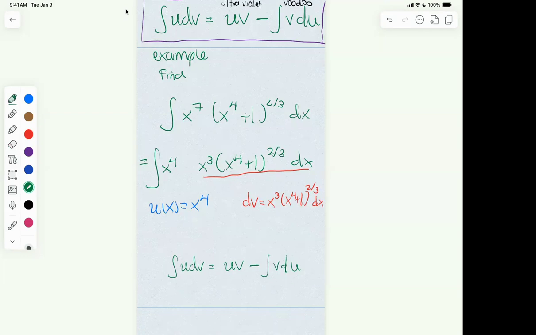Okay, so the product u dv gives you this quantity, so that's good. Now what we need is the derivative of u. The derivative of u, which we're calling du, would be 4x cubed dx, right?